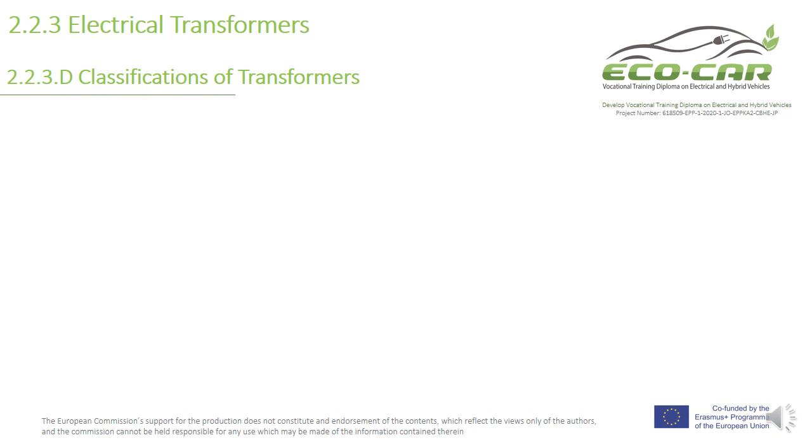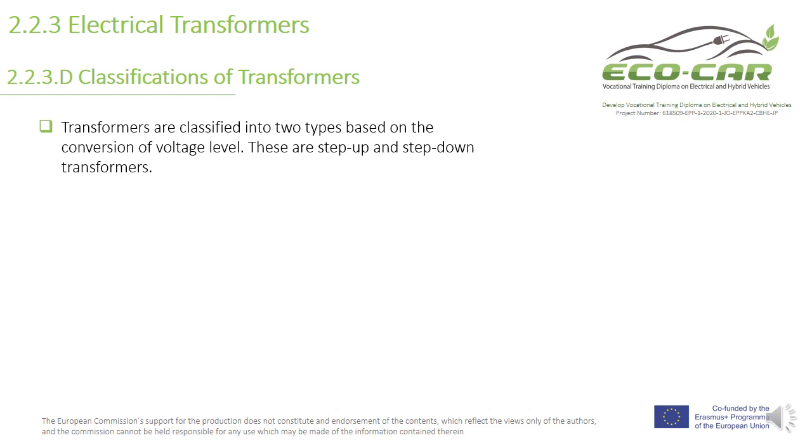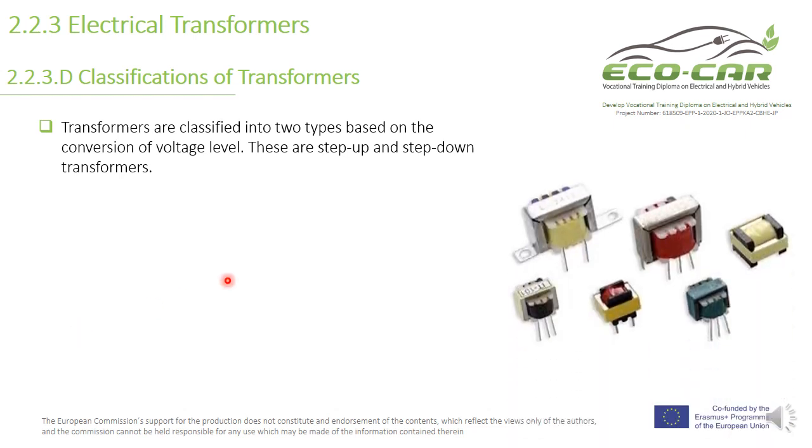Classifications of transformers. Transformers are classified into two types based on the conversion of voltage level. These are step-up and step-down transformers. These are many different kinds of transformers. Maybe this is a step-up or step-down transformer with these primary windings or secondary windings as you see.